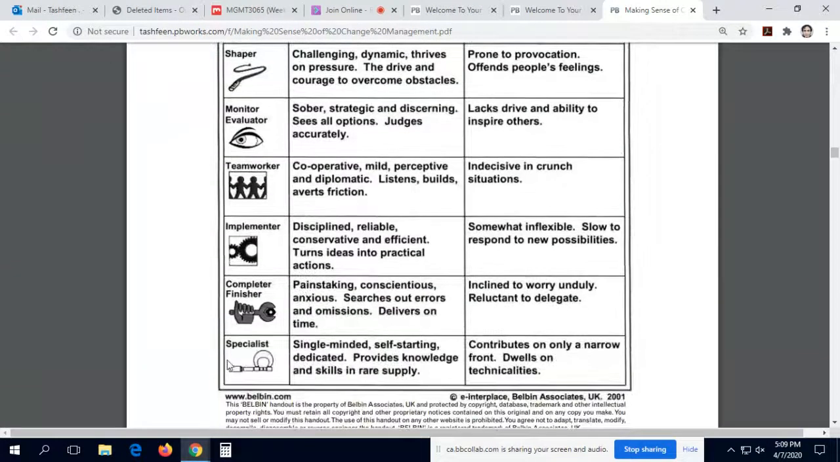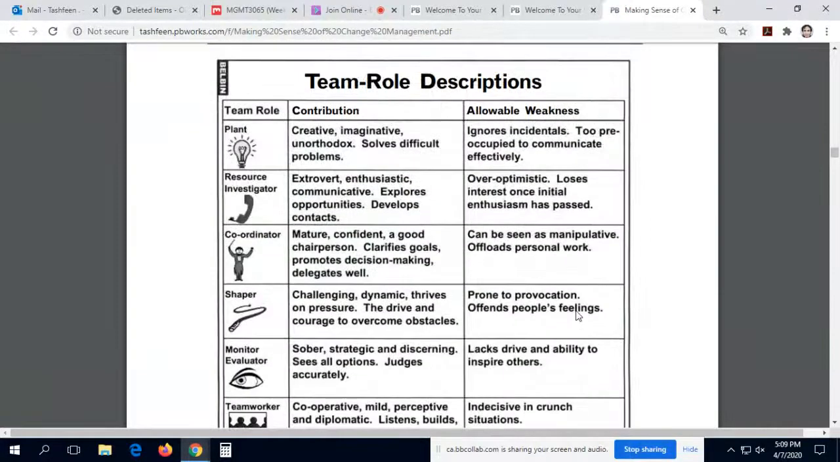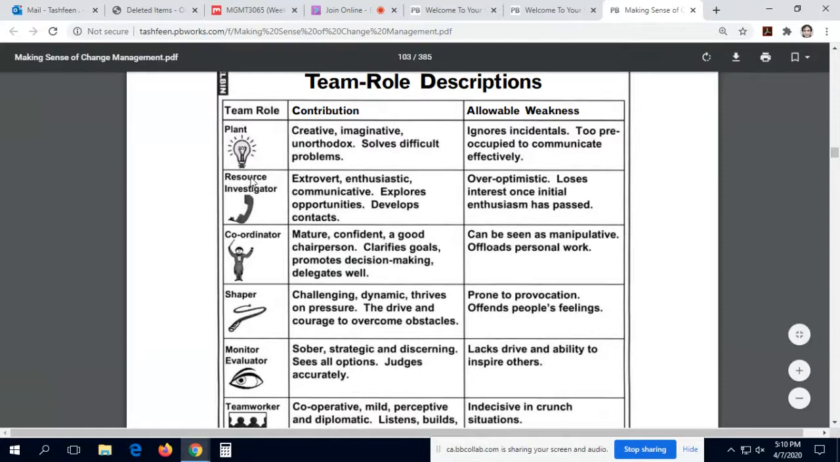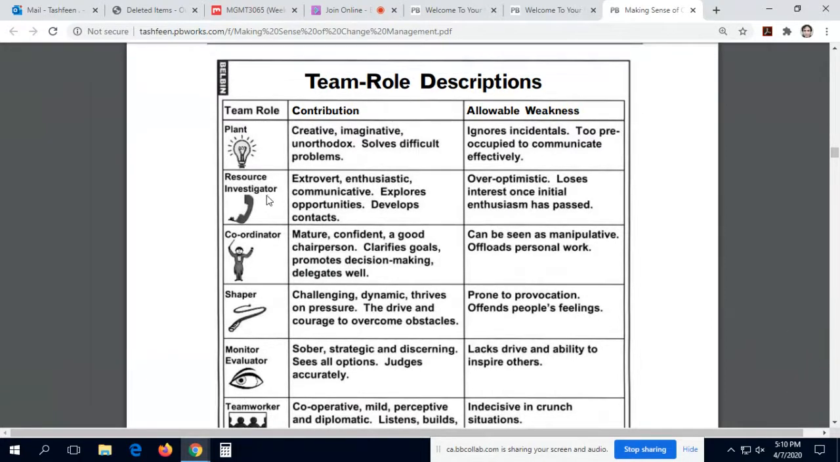Specialist. Just like in a team, when you are doing a group work, you say who is going to make PowerPoint, who is good in presentation, who is good in research. This is what it is. So resource investigator, what is resource investigator? The person who is going to do some research and so on. Or coordinator, shaper.